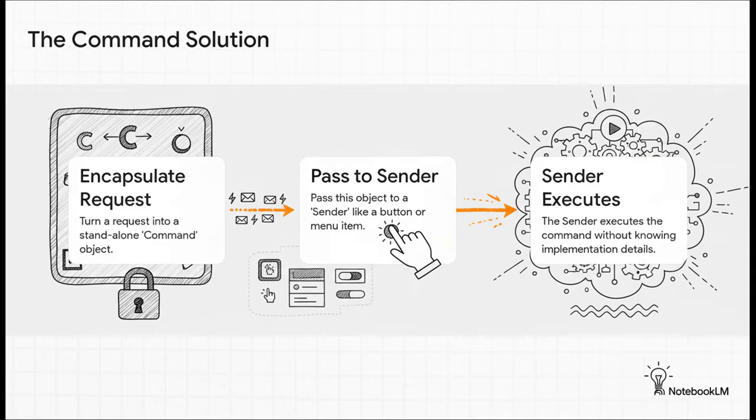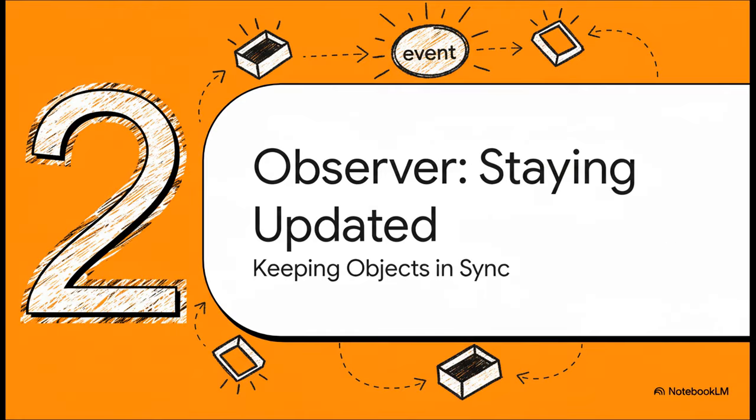We take that request, the copy text action, and we wrap it up in its own neat little object. The button, the menu item, they're just senders. All they do is trigger this command object. Now here's the magic. Because that action is now an object, you can do all sorts of cool stuff with it. You can put it in a list to create an undo-redo history. You can queue them up, you can log them. It totally decouples your user interface from the actual logic. It's so clean.